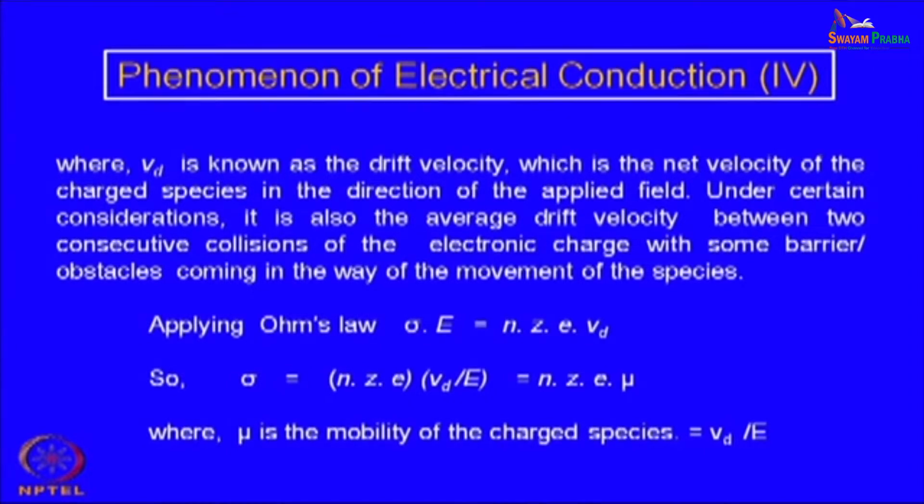So, V D by E is another term we have introduced, we call it mobility, and this is the velocity per unit electric field. So, that is the definition of mobility, and we will come across this particular term mobility very often in our expression of conductivity.